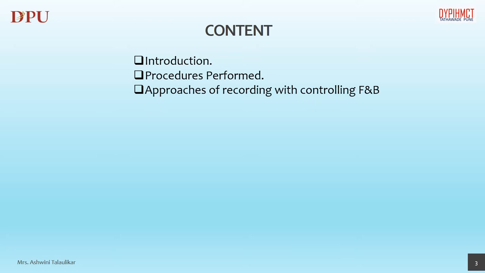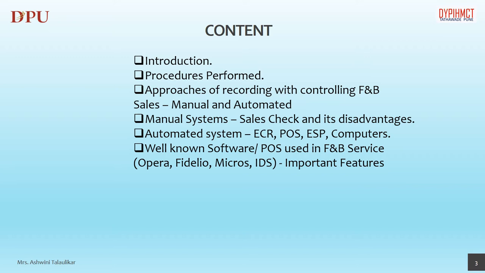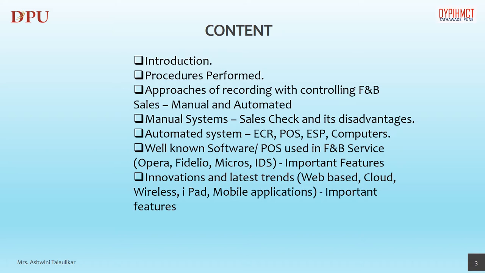F&B Sales, Manual and Automated, Manual System, Sale Checks and its Disadvantages, Automated System, ECR, POS, ESP, Computers, Well-known Software or POS used in Food and Beverage Service, that is Opera, Fidelio, Micros, IDS and their important features, Innovations and Latest Trends, that is Web-based, Cloud, Wireless, iPad, Mobile Applications and their important features.